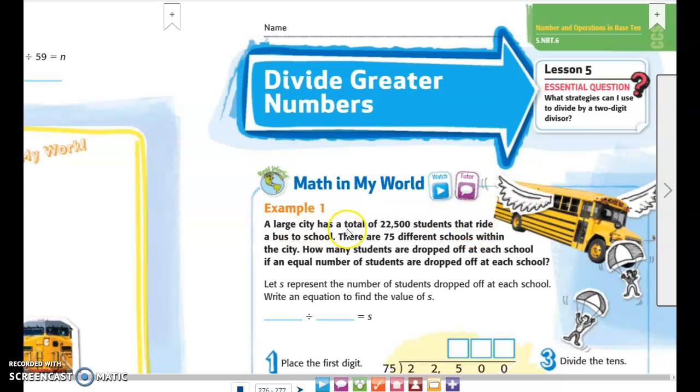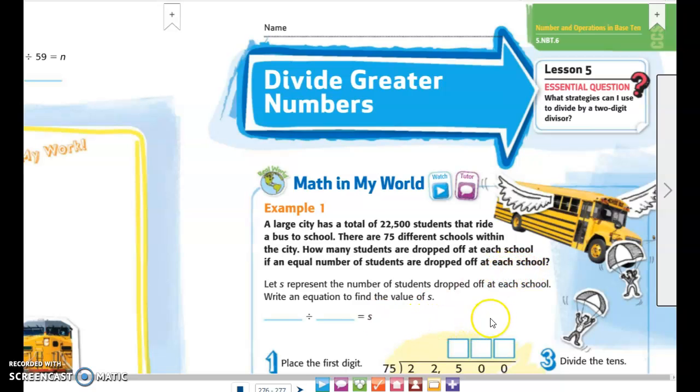A large city has a total of 22,500 students that ride a bus to school. There are 75 different schools within the city. How many students are dropped off at each school, if an equal number of students are dropped off at each school?